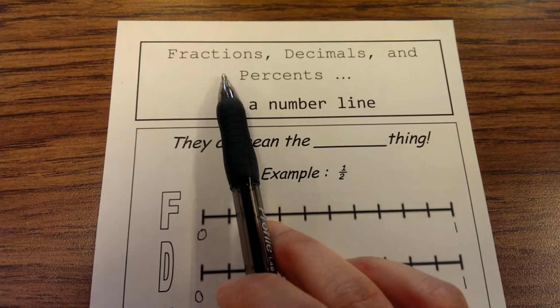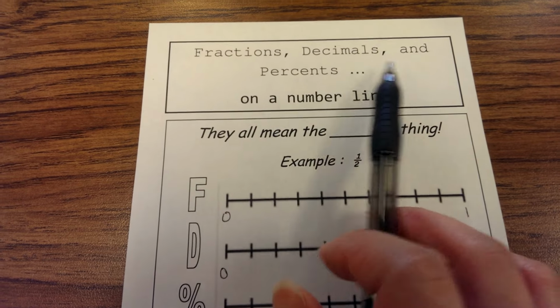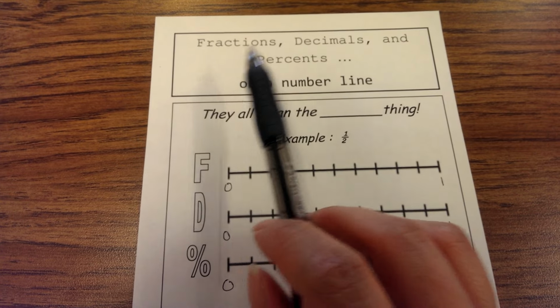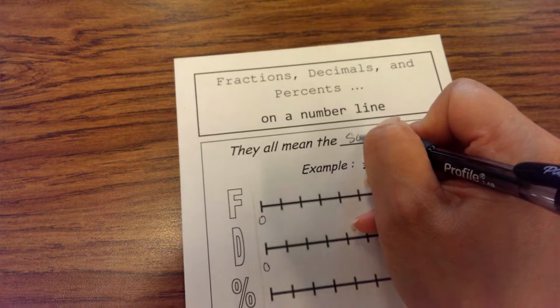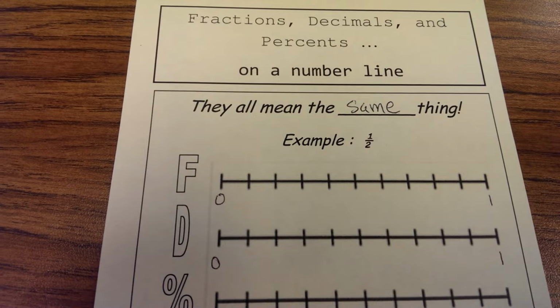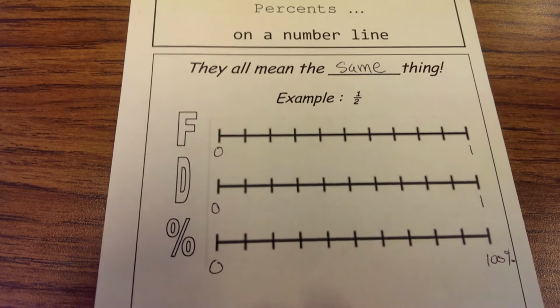So we know that fractions are parts of a whole. We know that decimals are also parts of a whole, and we know that percents are also parts of a whole. So really, fractions, decimals, and percents all mean the same thing. You can use 3 different ways to represent the same value, okay? And today we're going to show them on a number line.